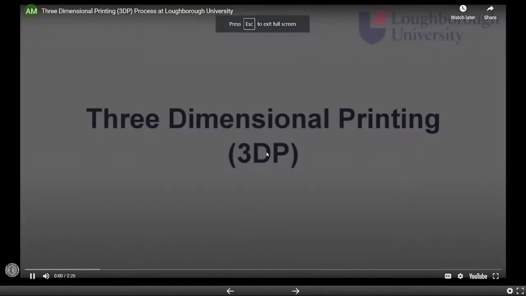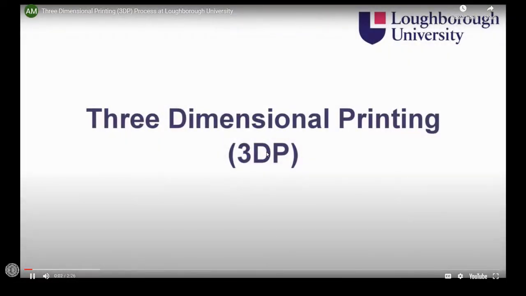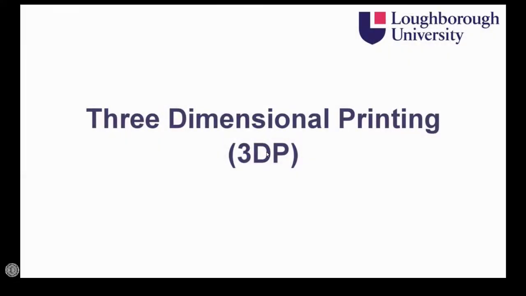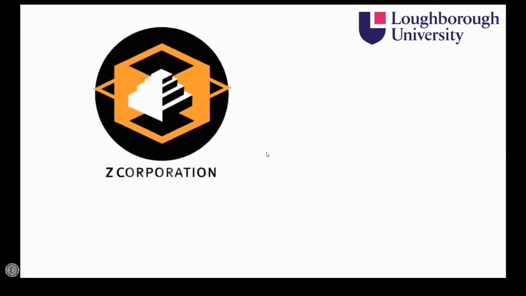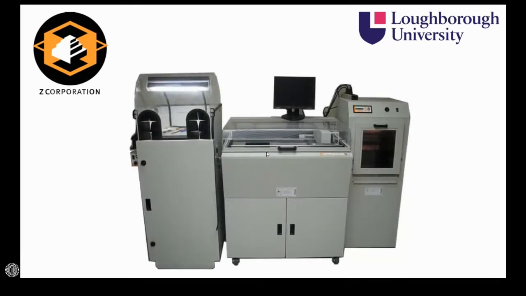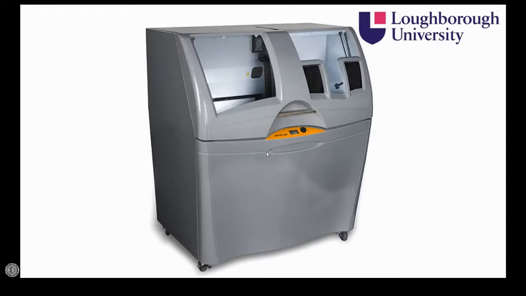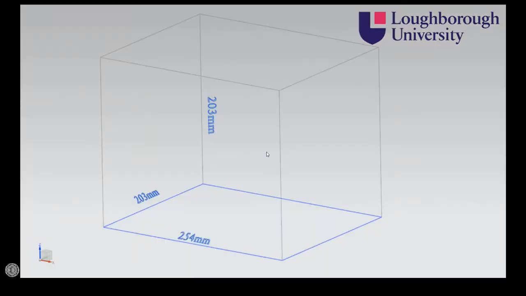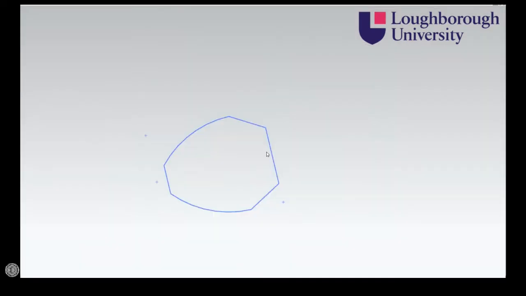Three-dimensional printing process. Three-dimensional printing, or 3DP, was originally invented and developed at MIT in 1993. A year later, Z-Core obtained the license and began developing the technology with its first printer, the Z402, being commercialized in 1997. Here we have the Z Printer 450. It has a maximum build volume of 203 by 254 by 203 millimeters.